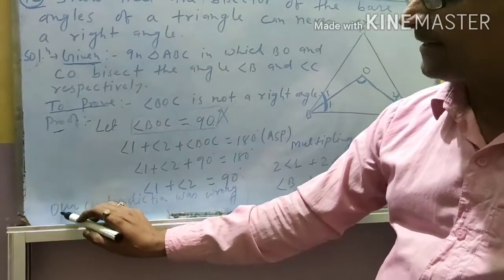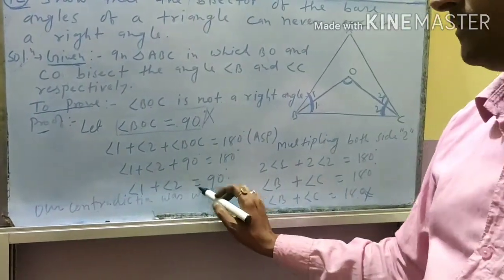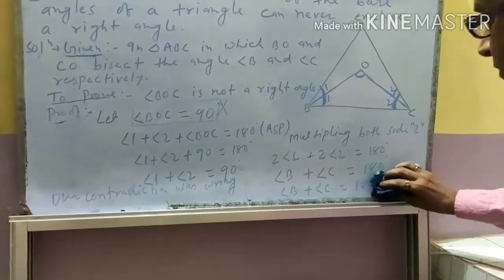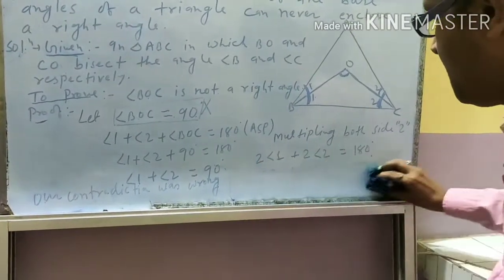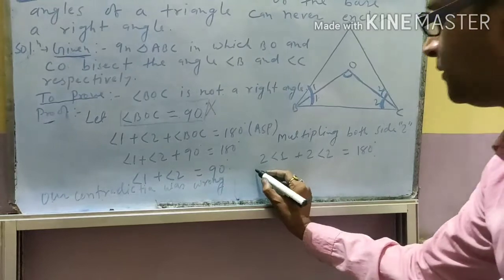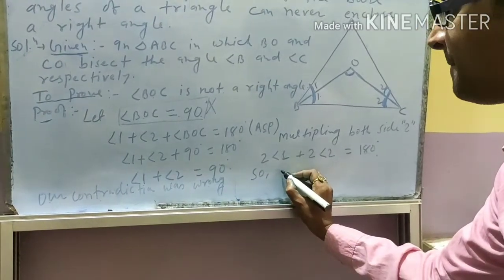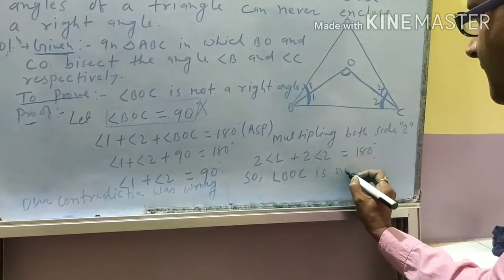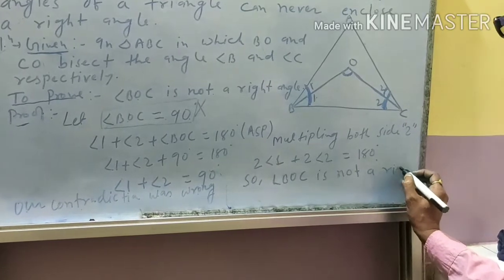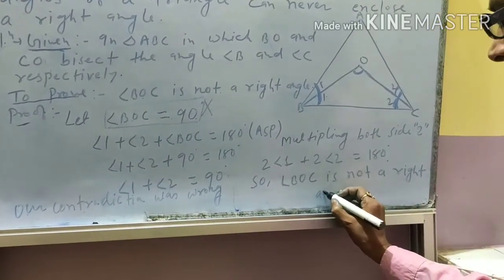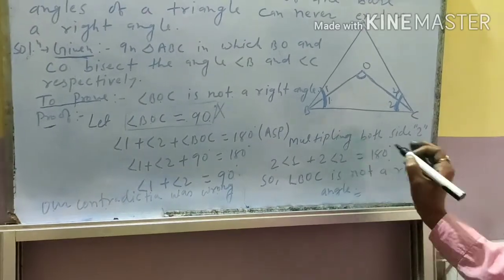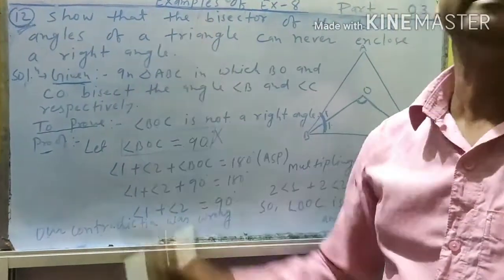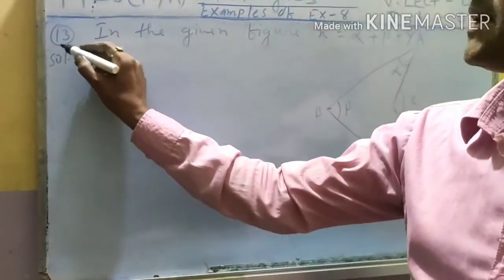Okay students, so write down: our contradiction was wrong. So angle BOC is not a right angle. Okay students, this is the theorem of number 12. I hope students you will understand this question also. The next question is question number 13.